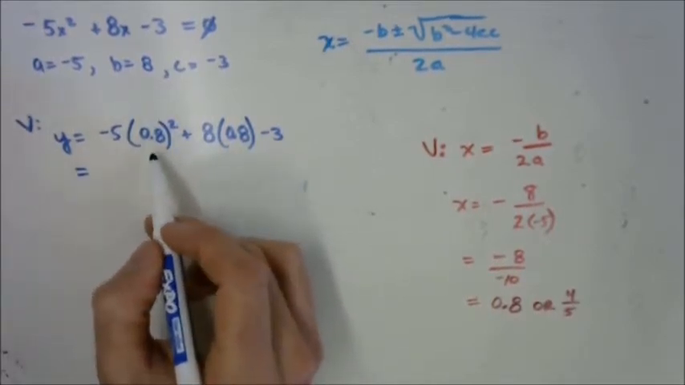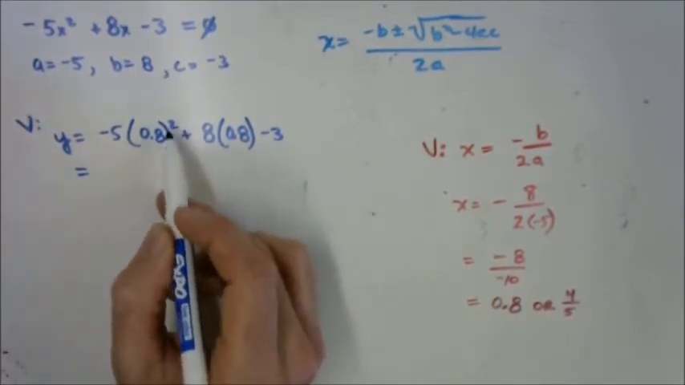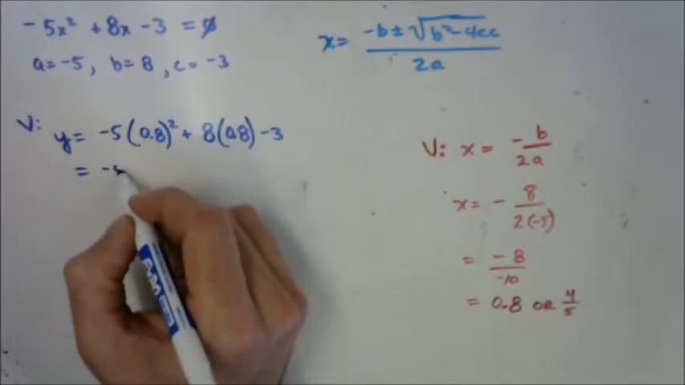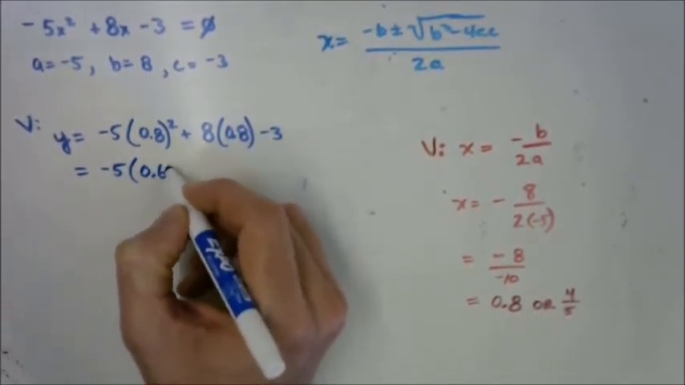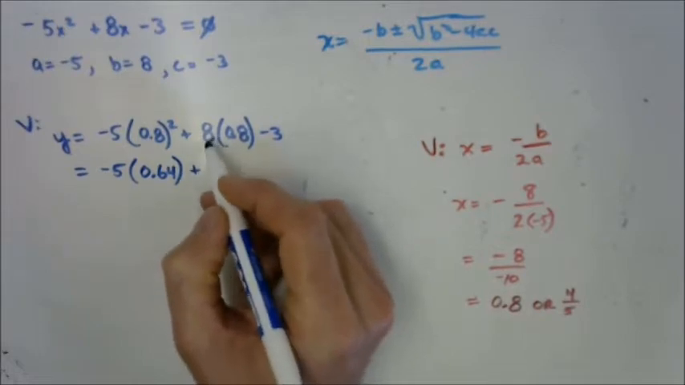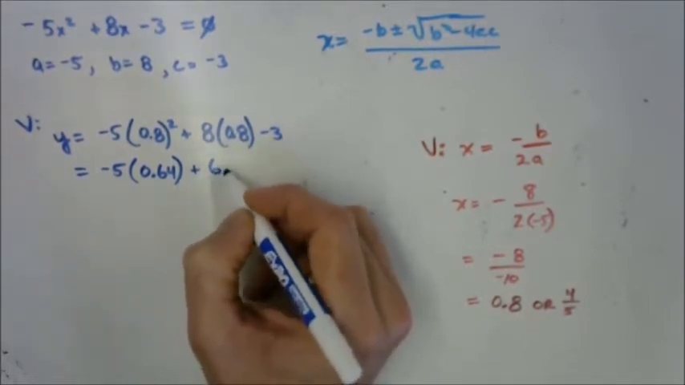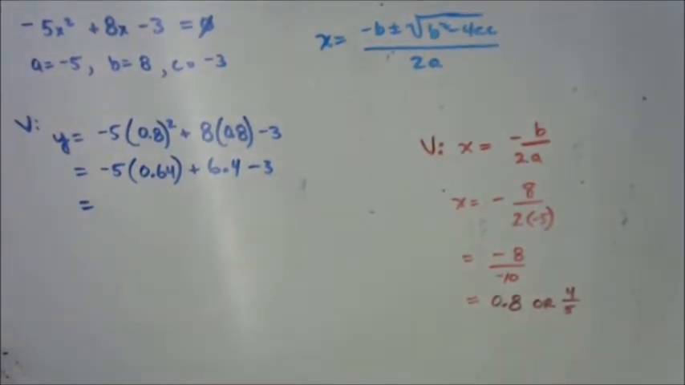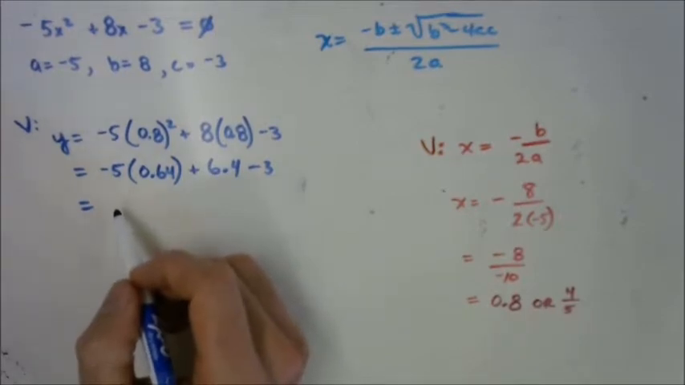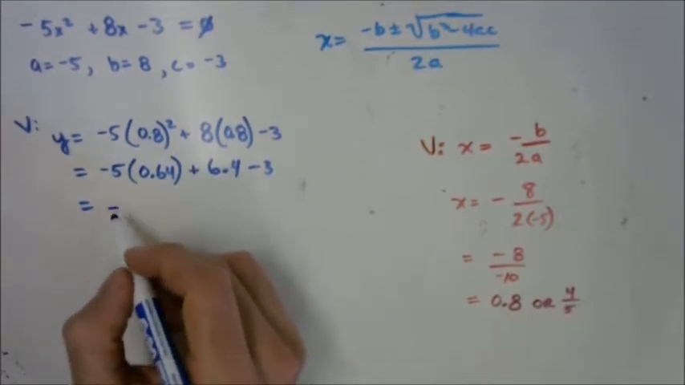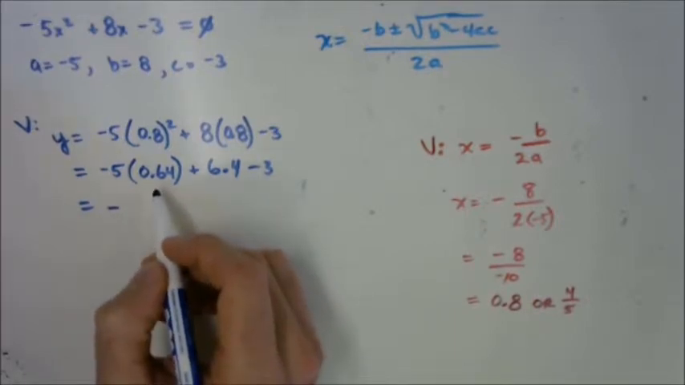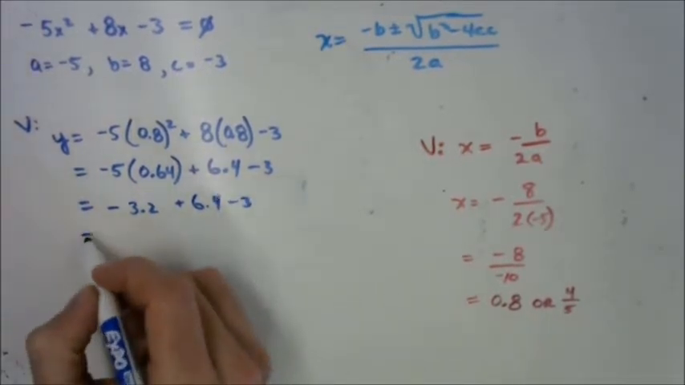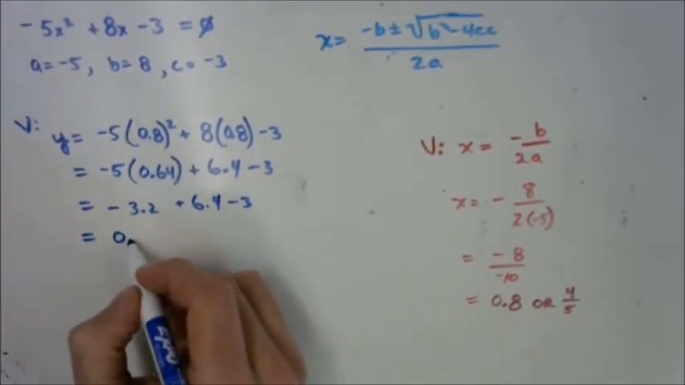Well, I'm going to use BEDMAS. I have to deal with my exponent first. So 0.8 times 0.8. Well, if 8 times 8 is 64, then 0.8 times 0.8 is 0.64. Here we have 8 times 0.8. It's going to be 6.4 and minus 3 at the end. An easy way to do this would be to carefully chuck the whole thing in your calculator, but I just want to multiply it out for you so that you can see it. Negative 5 times 0.64 is negative 3.2 plus 6.4 minus 3. When we put those all together, we get 0.2.